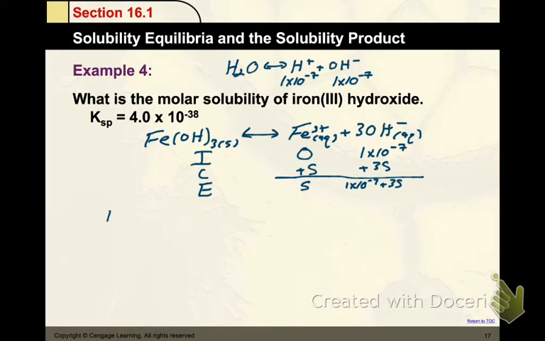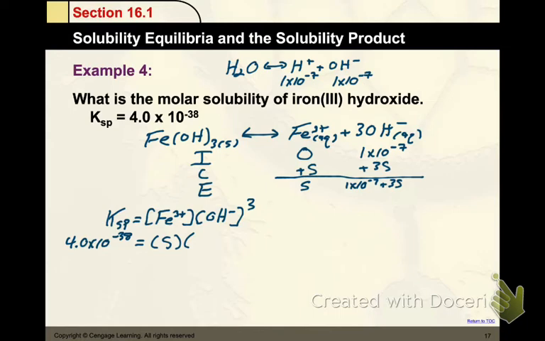So plugging into our Ksp expression here then, we've got Fe3+ times OH minus cubed, 4.0 times 10 to the minus 38 equal to s times, we'll just call this, 10 to the minus 7 plus 3s, cubed.